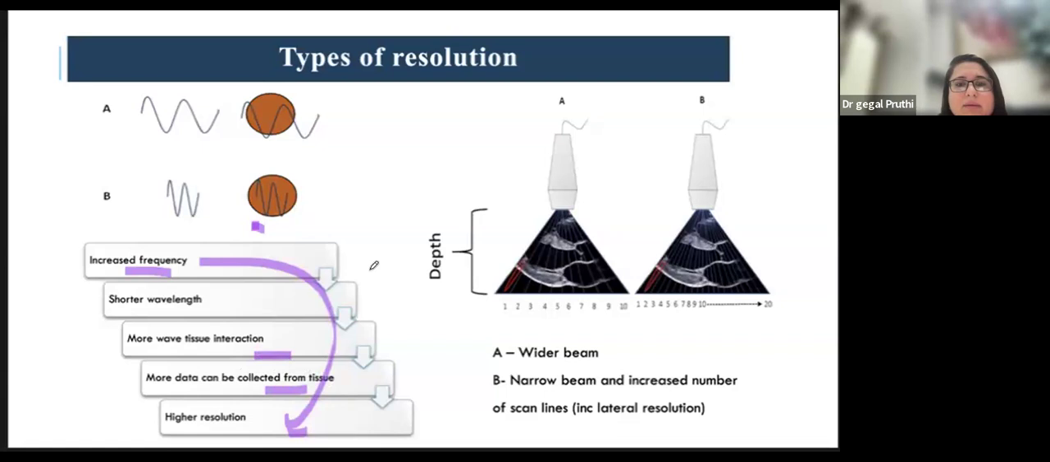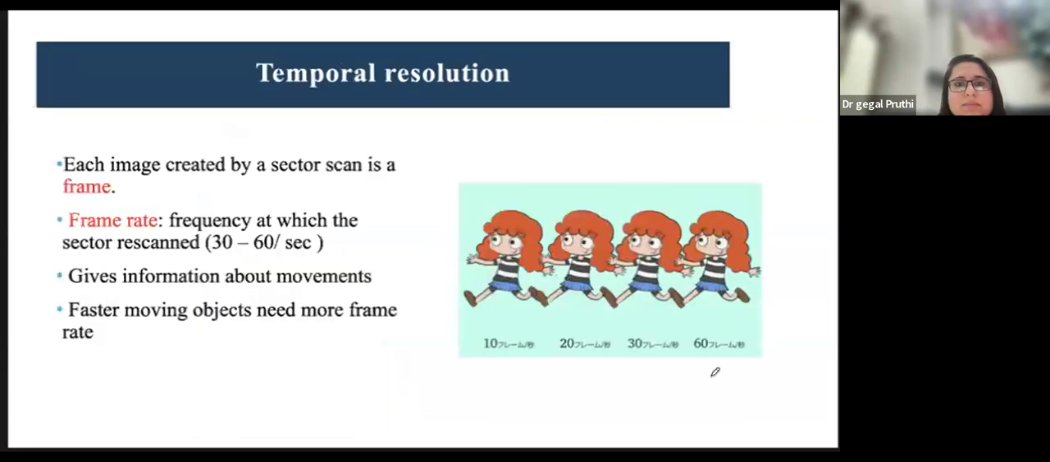the near field. Whereas if we see the lateral resolution, if you see figure A and figure B, in which there are hypothetical scan lines, there are 10 scan lines in figure A and 20 scan lines in figure B. So increased scan lines per frame will lead to increased lateral resolution, because they will be able to process more of the lateral image quality. So increased scan lines means you will have increased lateral resolution.